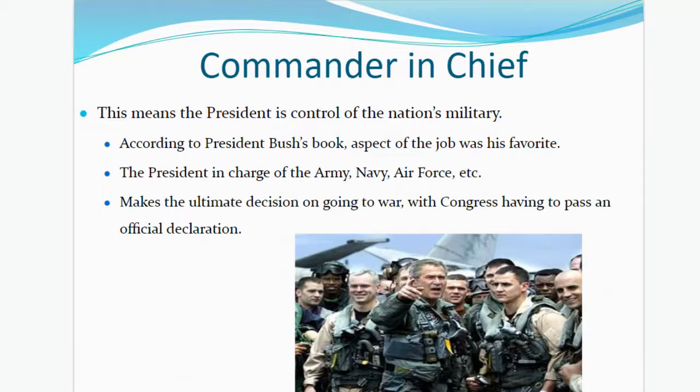So the president can't just declare war on his own, even though we've seen a lot of those things happen when you talk about some conflicts, but the president has to have Congress pass that official declaration because Congress has the power of the purse.